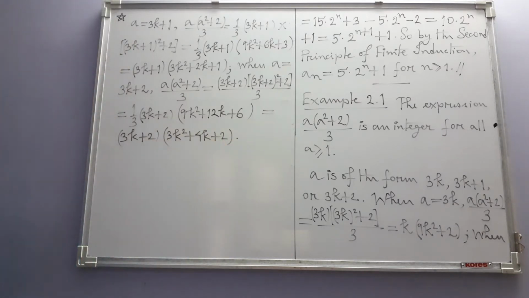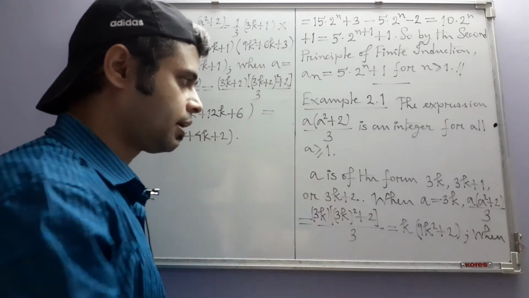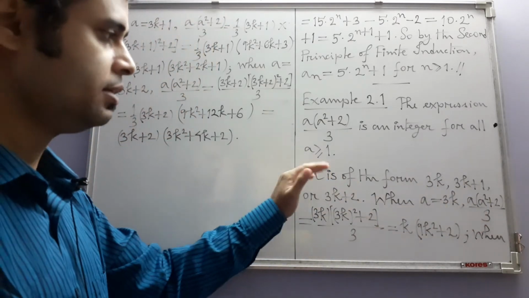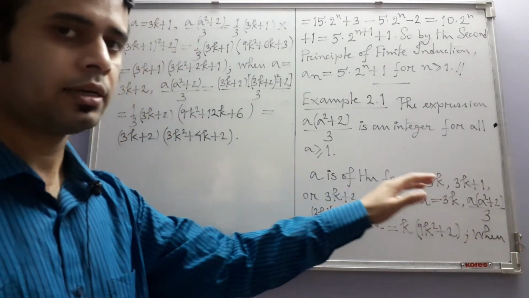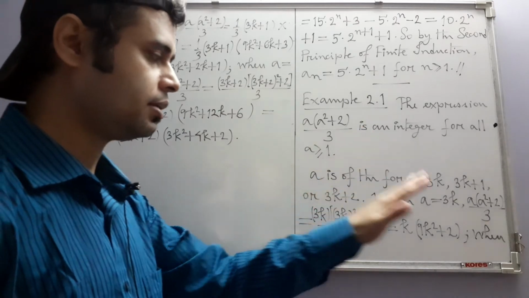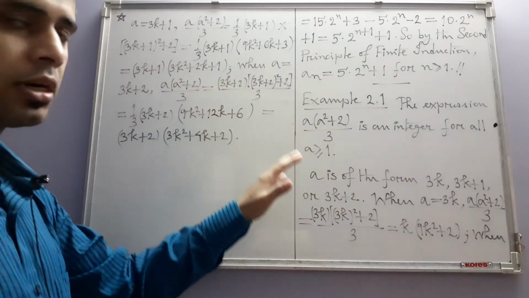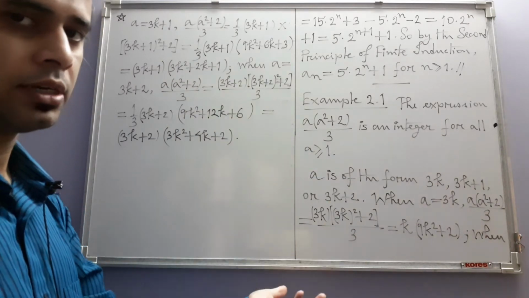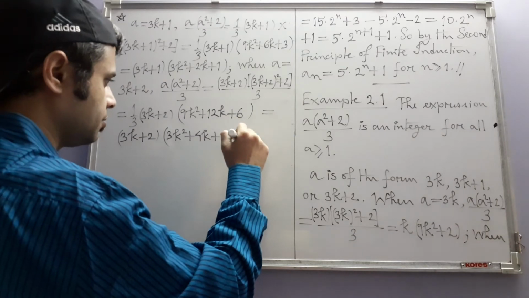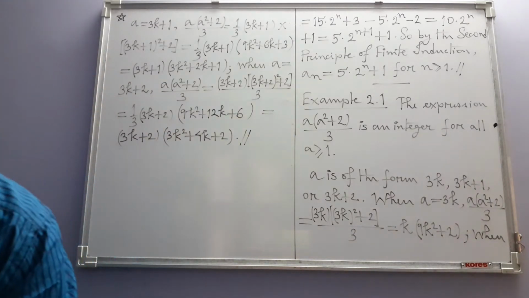So that's how we see that each integer is exactly one of these three forms. For any such integer, this expression a square plus 2 times a divided by 3 is always an integer. Okay, so this is the reasoning, this is the explanation for that.